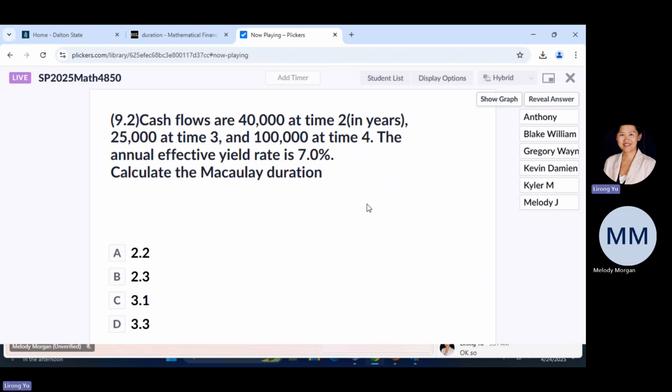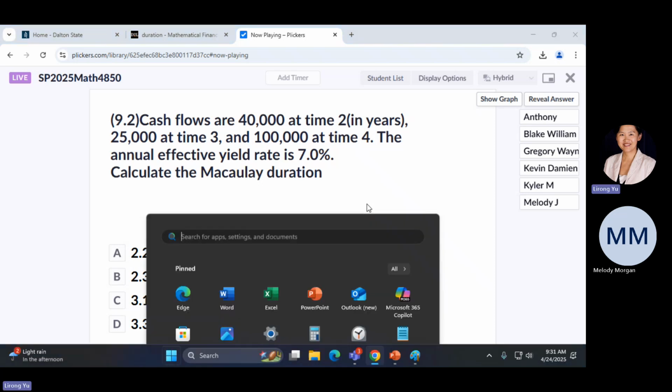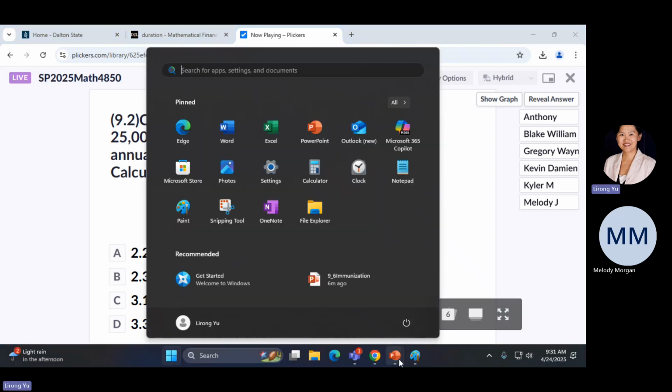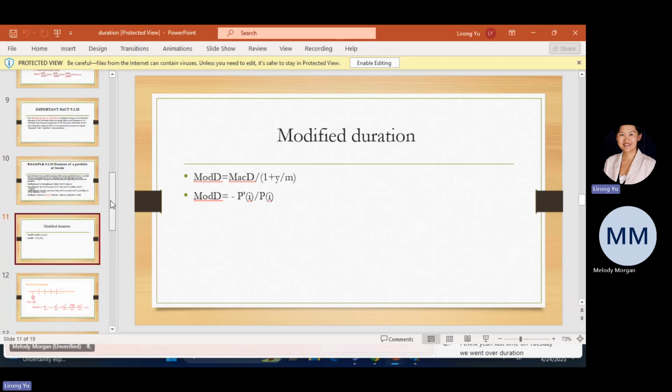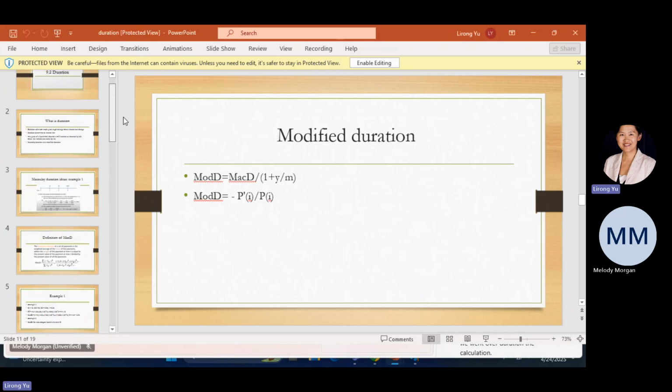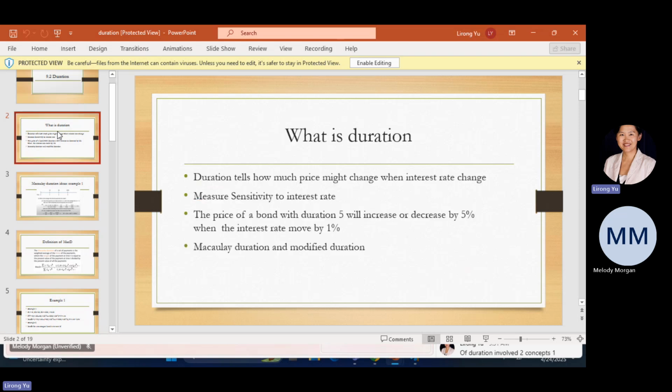Okay, so this is today's attendance question. I want to know if you already understand the idea of Macaulay duration as a calculation. I think last time on Tuesday we went over duration. The calculation of duration involved two concepts: one is Macaulay duration, one is modified duration.